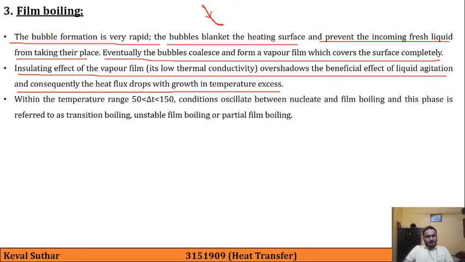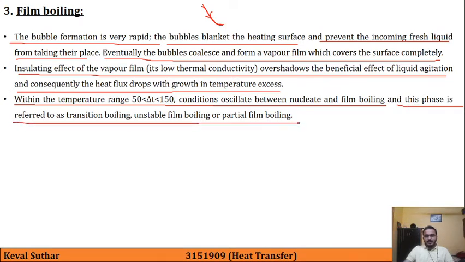Now within the temperature range, that is delta T from 50 to 150, the condition oscillates between nucleate and film boiling, and this phase is also referred to as transitional boiling, unstable film boiling, or partial film boiling.